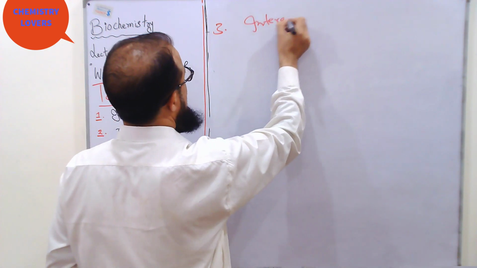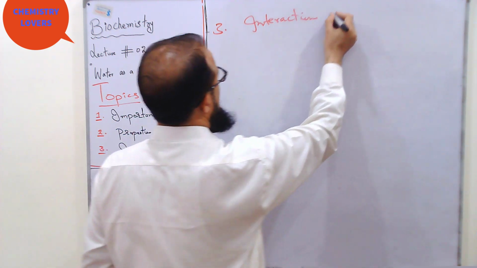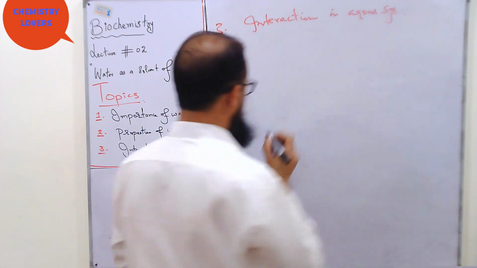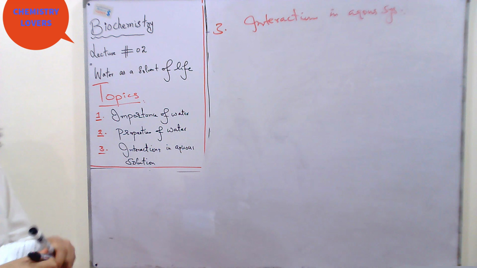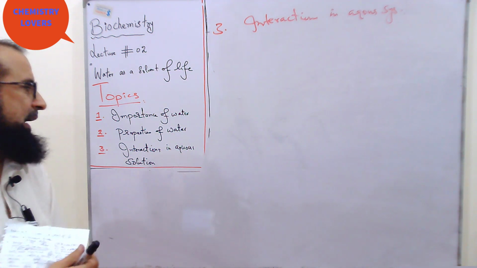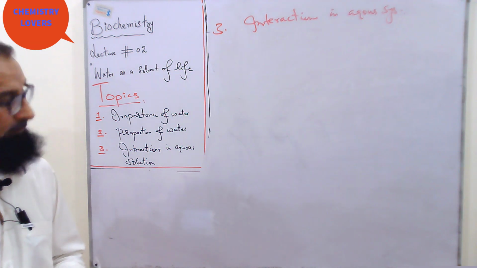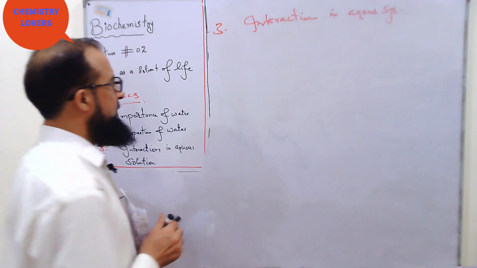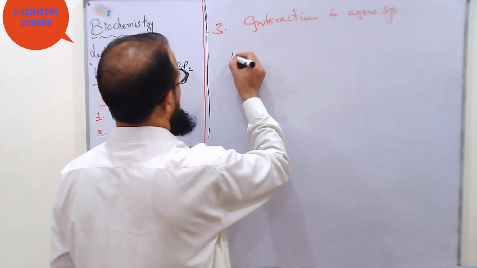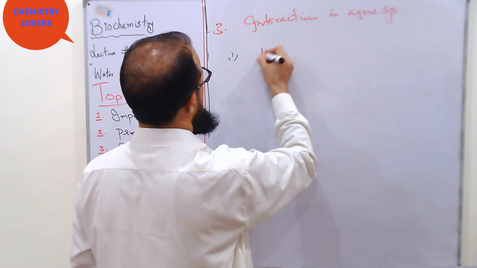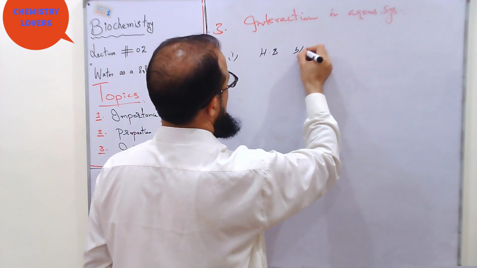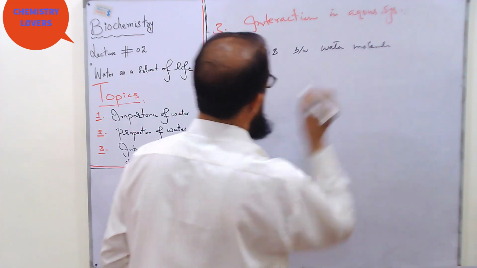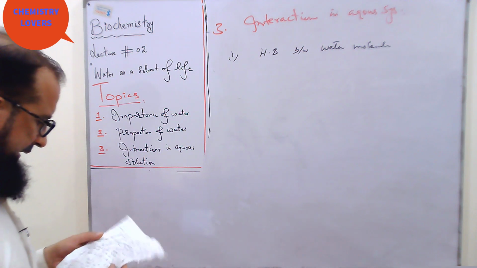Various kinds of interactions in aqueous systems. Aqueous system means the system which is made with the help of water as a solvent. So there are various kinds of interactions. For example, we already discussed hydrogen bonding between water molecules. This is one kind of interaction.